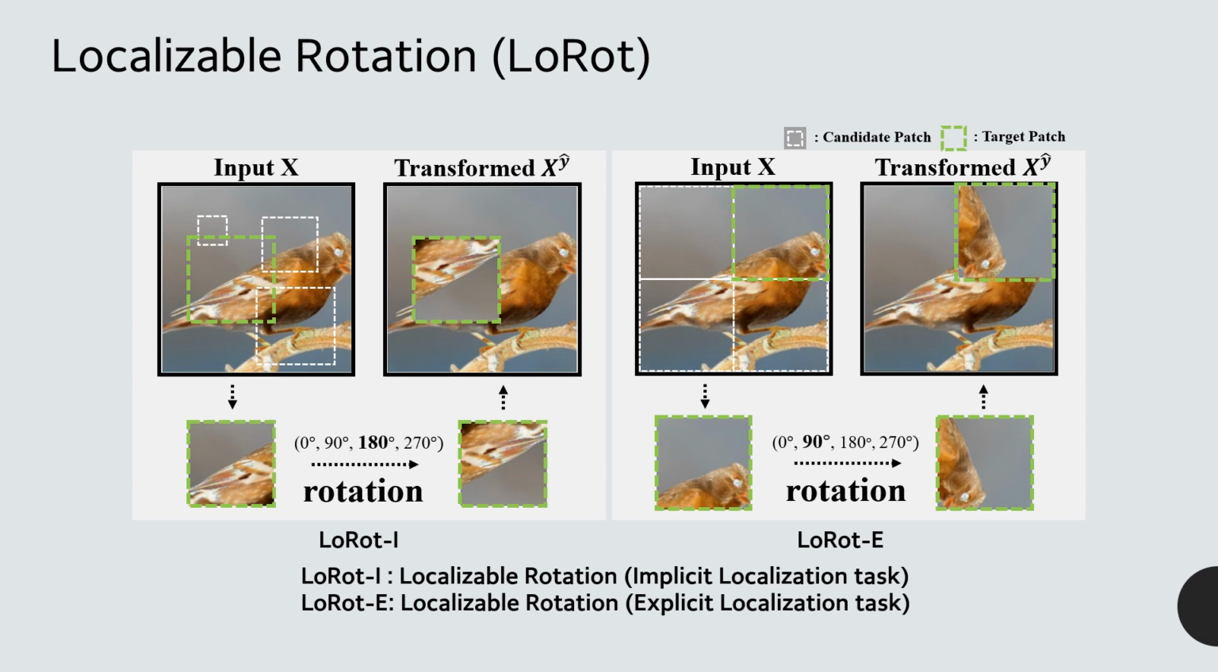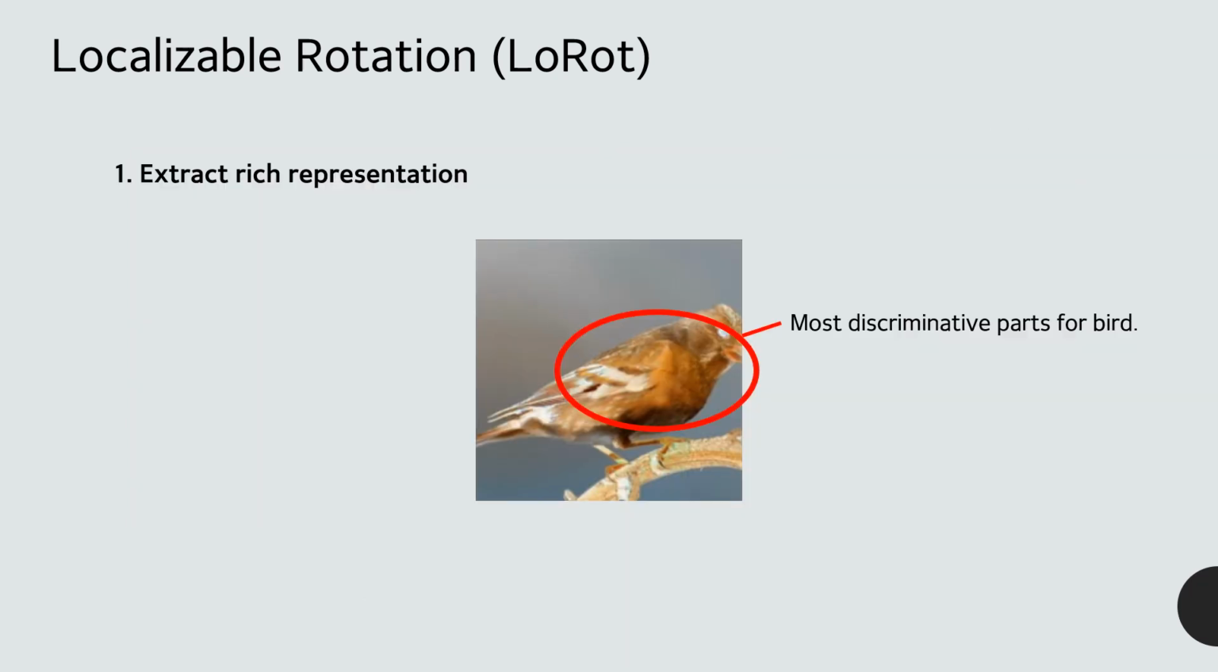To satisfy the mentioned desired properties, we propose localizable rotation, LoRot. Simply put, LoRot samples a patch and rotates the patch. In this work, we introduced two variants of LoRot, named LoRot-I and LoRot-E. The difference between the two is that while both produce the keys to predict the rotation degree, LoRot-E explicitly asks the model to also predict the position of the patch. Now, I'll explain how LoRot satisfies the properties.